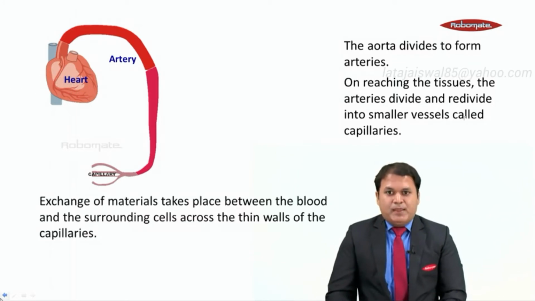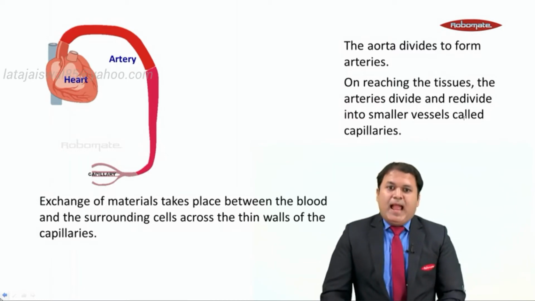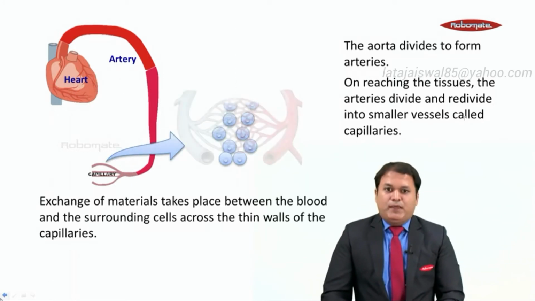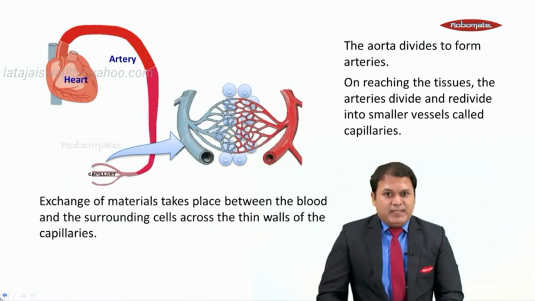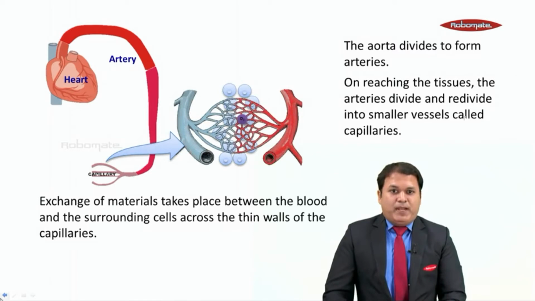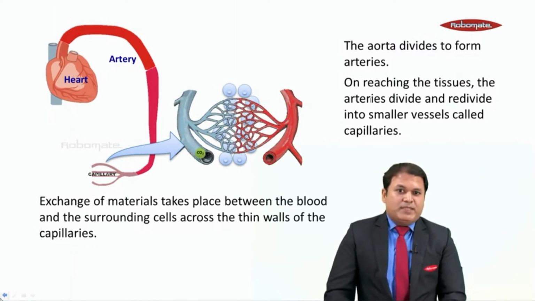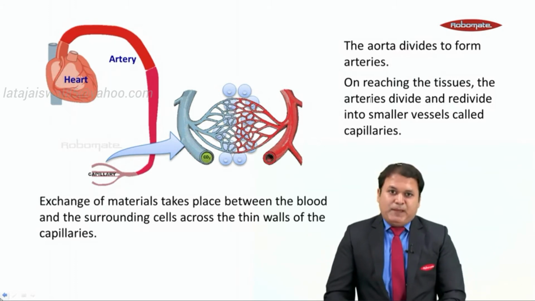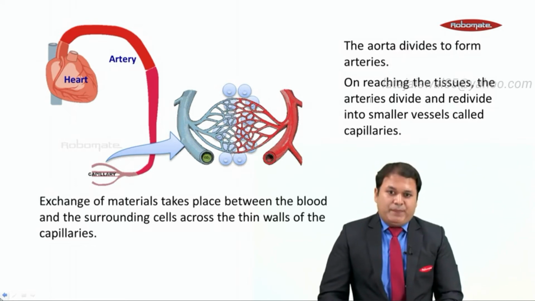Now it is the capillaries where exchange of materials takes place between the blood and the surrounding cells across the thin walls of the capillaries. So here if we magnify, you can see that the cells are surrounded by capillaries, and the oxygen from the blood through the capillaries enters the cells. Similarly, the carbon dioxide from the cells enters the capillaries. So exchange of materials takes place between the blood and the surrounding cells across the thin walls of the capillaries.